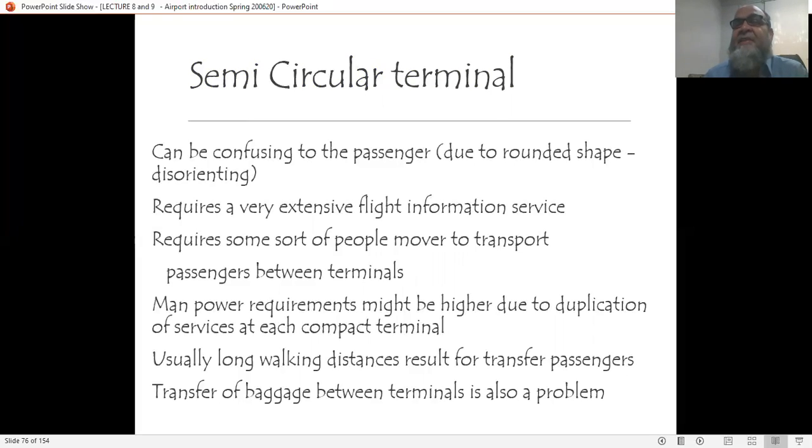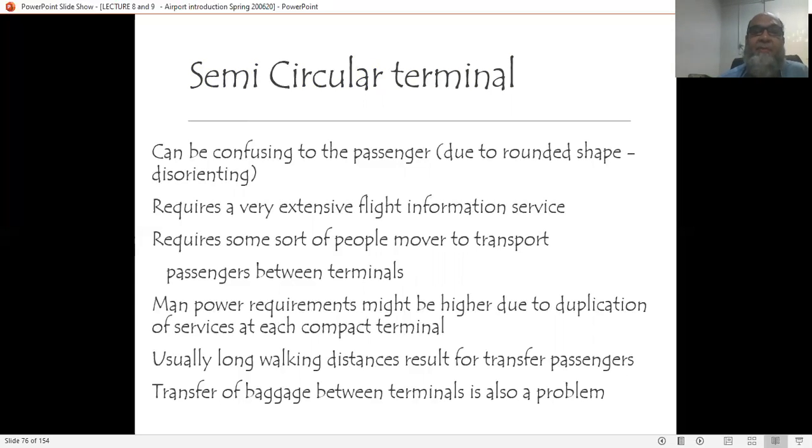So there should be an extensive flight information system where the passengers are informed that this US bound flight will be from this gate, and this gate is in that direction. So it's a very good information system so that passengers always know where they have to walk, and sometimes they have to walk very long. So it's very necessary that an extensive information system should be placed.